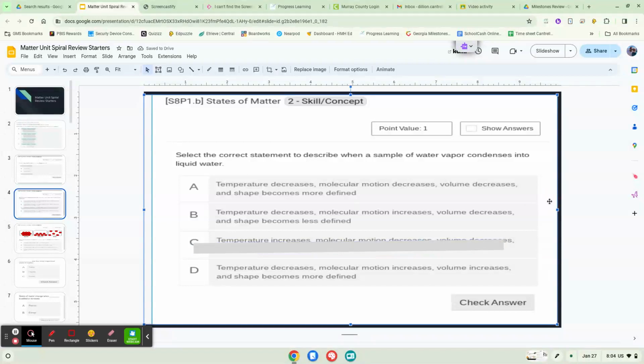Okay, so C is eliminated. And now let's look at our molecular motion. So if I'm going from a gas to a liquid, think about the particles in a gas. They're moving really fast. The particles in a liquid are a little bit slower. So my molecular motion is going to have to decrease. So B says increase, so I can eliminate B. And D has molecular motion increasing, so I can eliminate D as well.